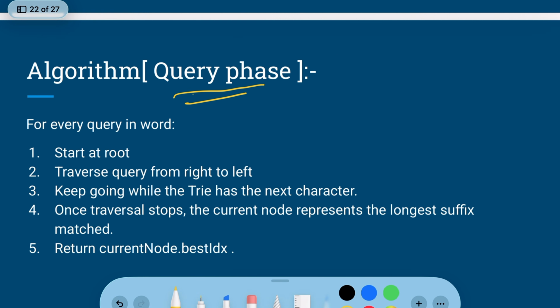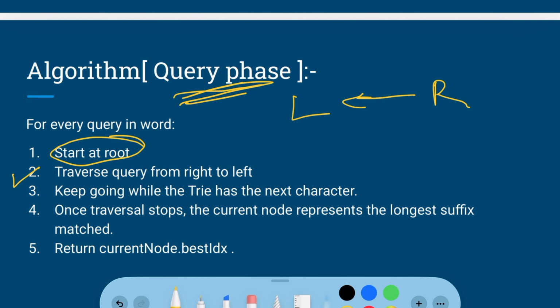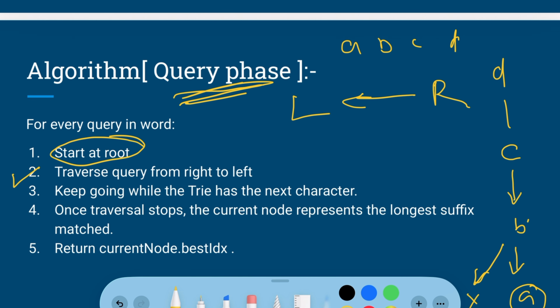Then we have the query phase, where we start at the root, but we have to traverse the query from right to left. Let's suppose we have a b c d. From the root, if you want to traverse, you have to go from where you have seen that d was there, then we saw that c was there, then d c b was there, and then we saw that a, and another was a x. So if you want to start, you have to go from here, then here, then here, and then here, which means right to left you have to go. Okay, like this.